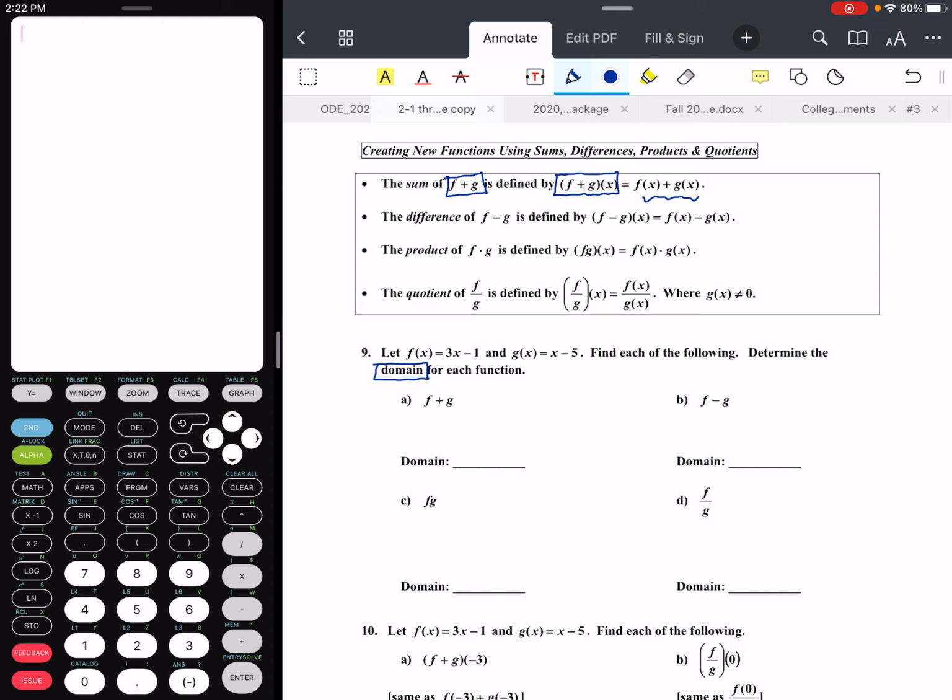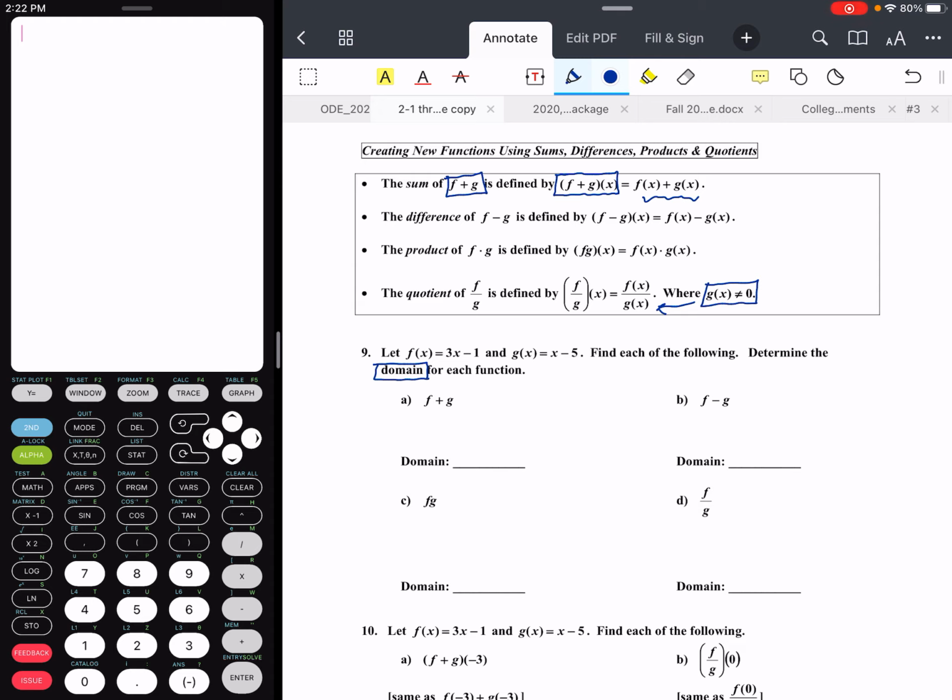And one further restriction, when you get to your quotient function, note that g of x can't equal 0 because g of x is in the denominator. So whatever function is in the denominator, you also have that additional restriction on your domain that denominator function can never equal 0. So any x value that creates a 0 in the denominator also has to be excluded.